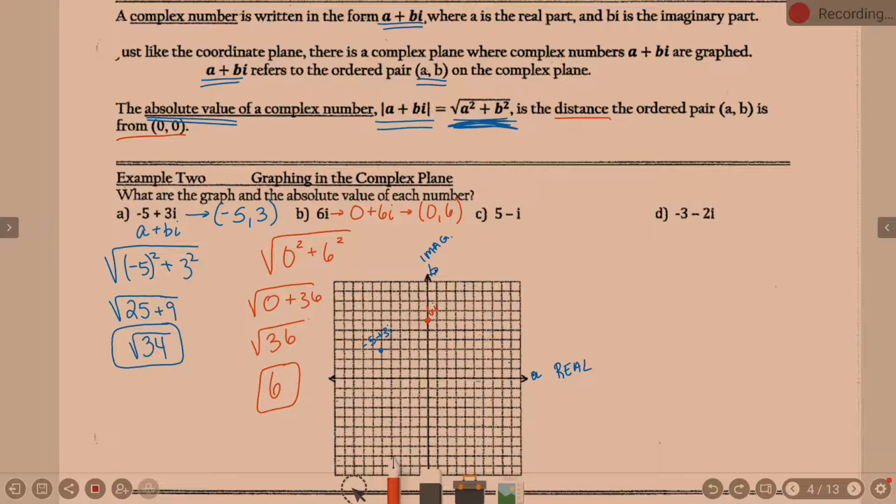Okay? And if you want to argue with me and say, Mrs. Sargent, I didn't show a bit of work there, I get it. Because I can just count that it is 6 boxes up from the origin. As opposed to this one over here, negative 5 plus 3i, that's on a diagonal, isn't it? Because it's on a diagonal, I can't just say it's this many units from 0, 0.